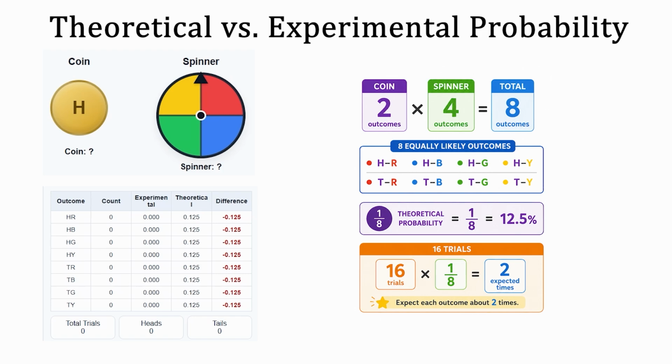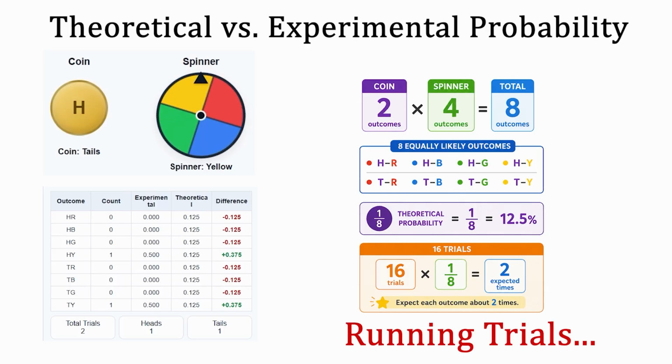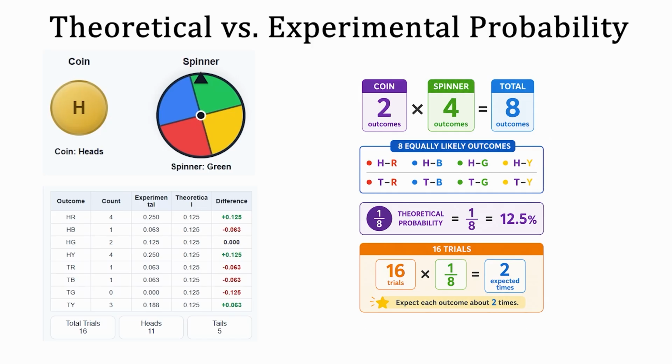Now we're going to perform our 16 trials and record the results. As we complete each trial, pay attention to how the outcomes begin to accumulate. Some outcomes may appear more often than expected, while others may appear less often. All right, now that we've completed our 16 trials, let's compare the experimental results to the theoretical probabilities.